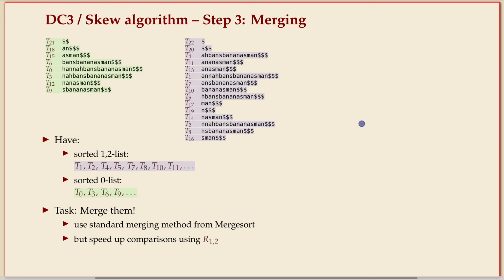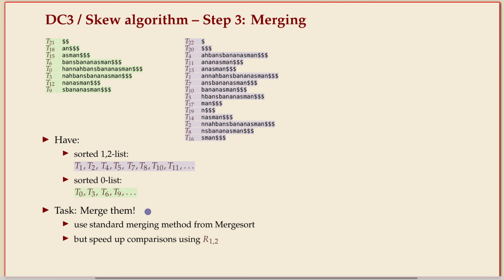And now comes the last step of this algorithm, step 3, where we have the two sorted lists of strings, and we want to merge them into one big sorted list. So let's see what we have. In green, this is the list that we just produced. That's the multiple of 3 suffixes in sorted order. That's the one that we got from the recursion in blue. That's the suffixes starting at 1, 2, modulo 3.